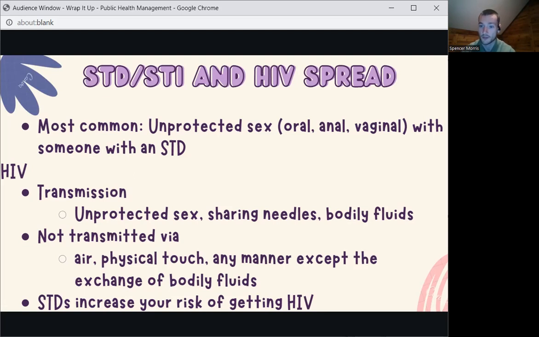In addition, if you have a sore or there's a break in your skin from an STD, that also leads to an increased likelihood of getting HIV. Again, it's important to know that if you are sexually active, it is important to get tested for both STDs and HIV regularly.